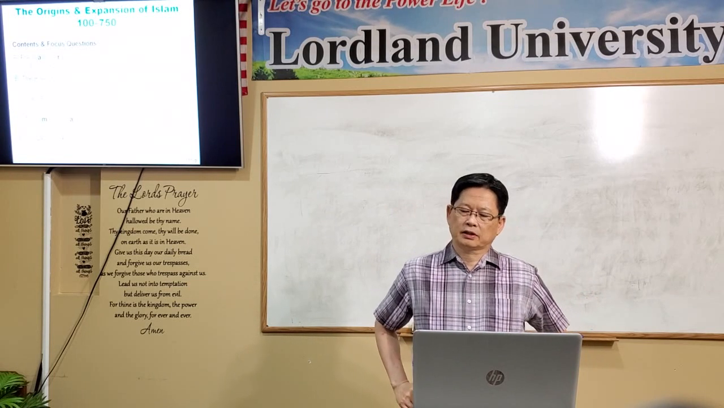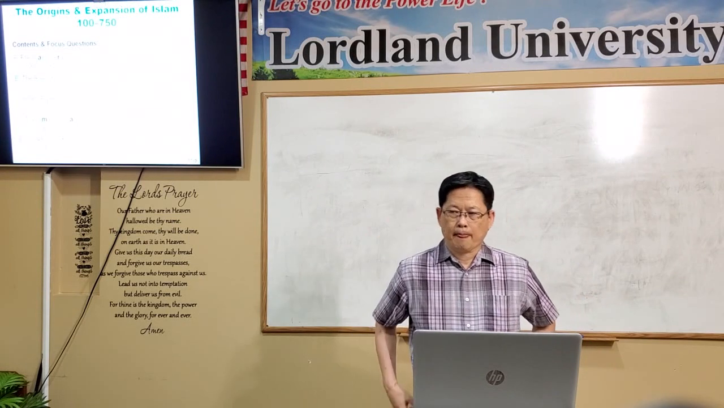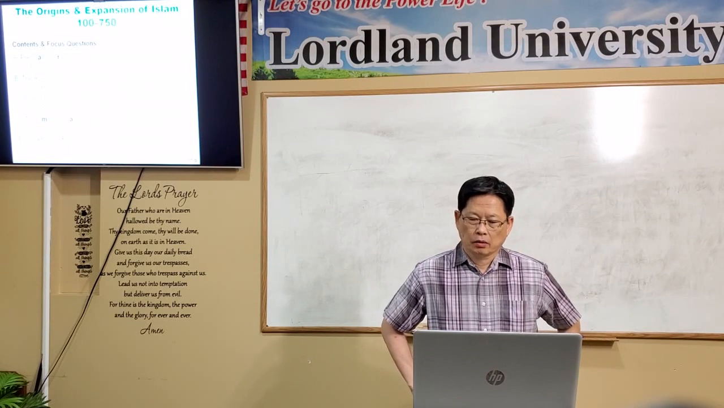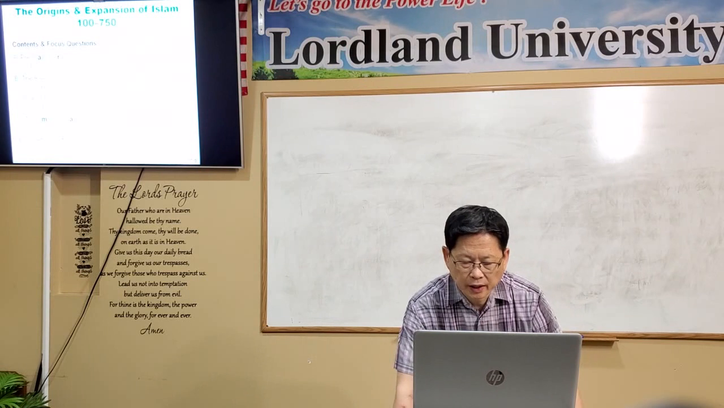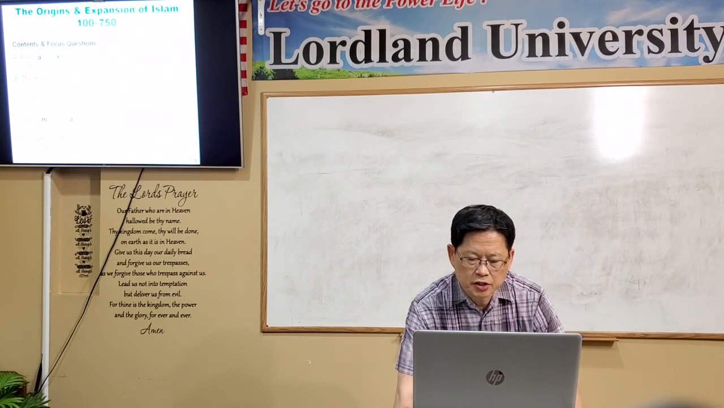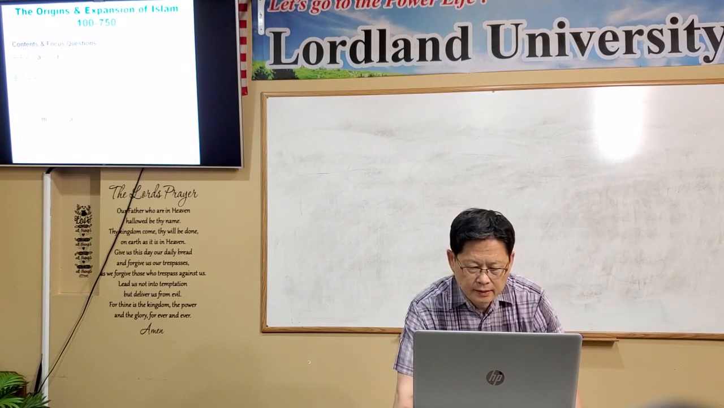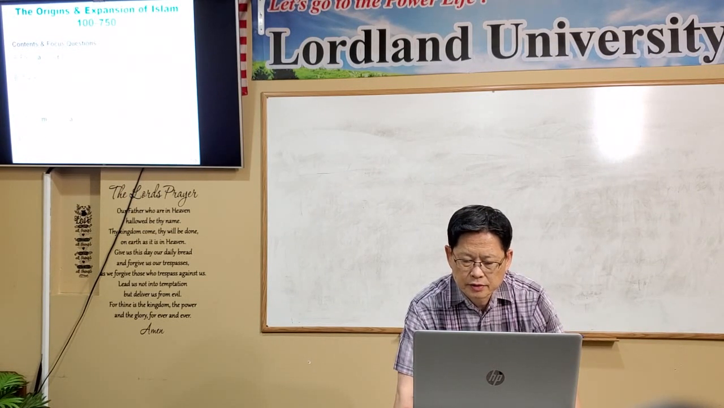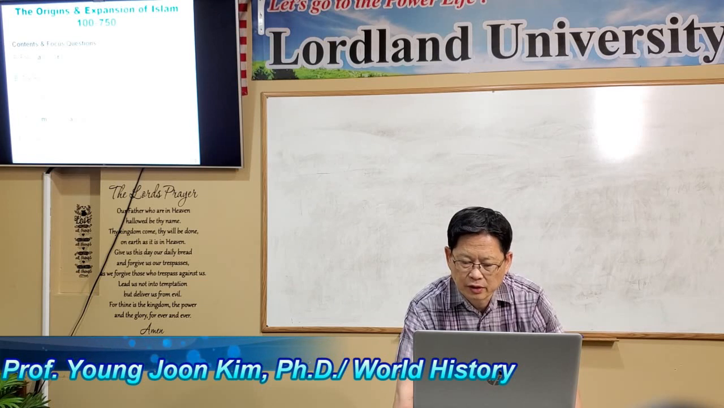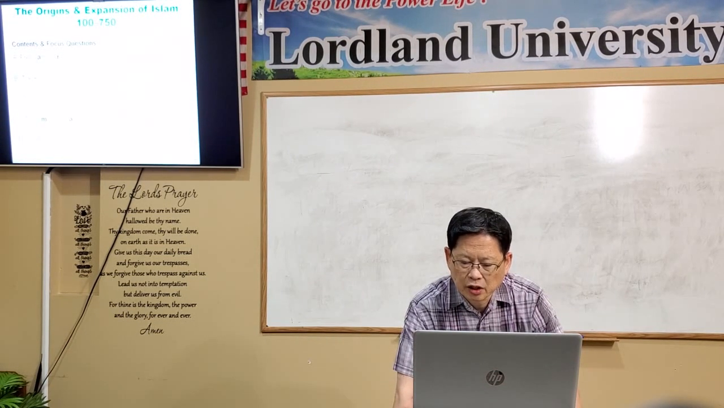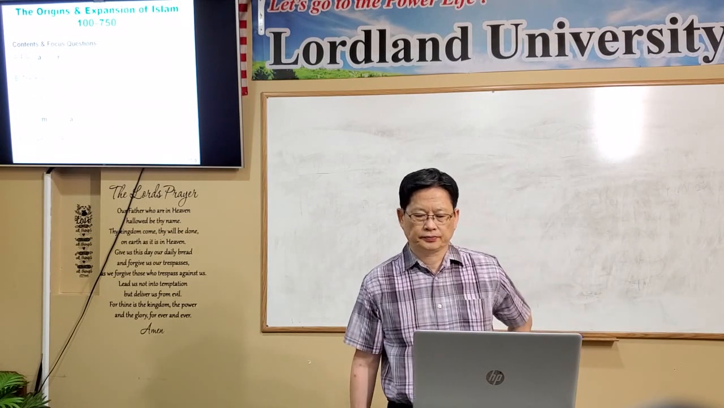Contents of the table. Module A, pre-Islamic Arabia. Module B, the rise of the Islam. Module C, Islam expand from 632 to 661. Module D, Umayyad Caliphate 661 to 750. Module E, the society and the culture in early Islam. There are 5 modules in the table.